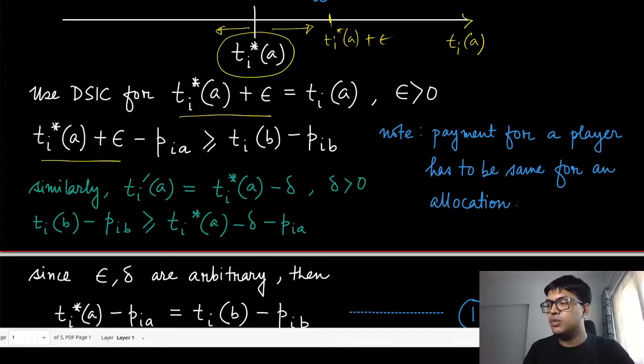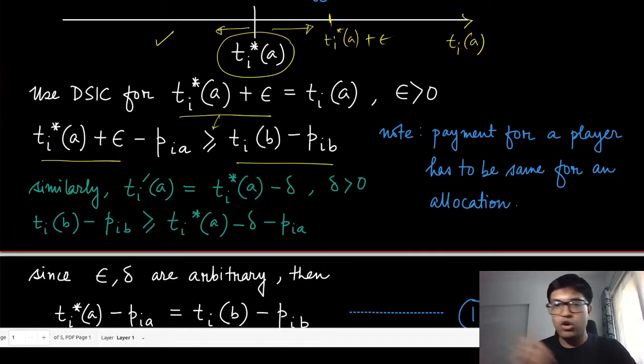And we know that if you misreport and the outcome does not change, then nothing changes, so you cannot really be better off. The only way you can change your payoff is by changing the outcome. So suppose you misreport to something which is living somewhere here, so that the outcome becomes B, and in that case the utility will be this right hand side, and because of DSIC this inequality should hold.